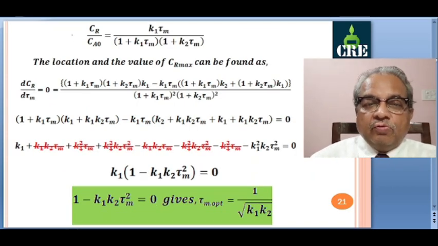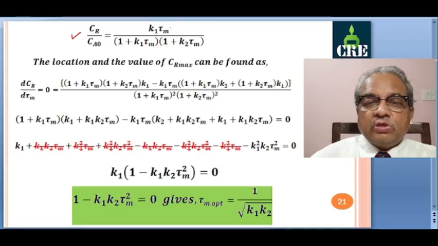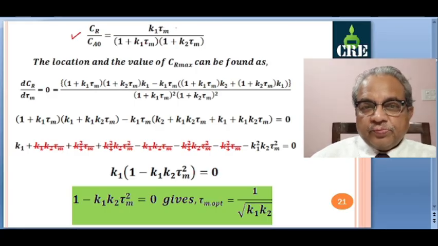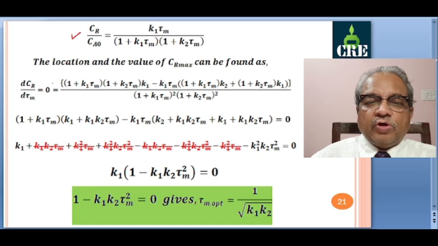Okay, now we will find out Cr max. So we have Cr by Ca0 is equal to this equation. The location and the value of Cr max can be found by differentiating this with respect to tau m. Earlier we differentiated with respect to tau. There you can write tau p if you want to distinguish between tau m and tau. So dCr by d tau m, that we want to equate to 0, to find out this Cr max.